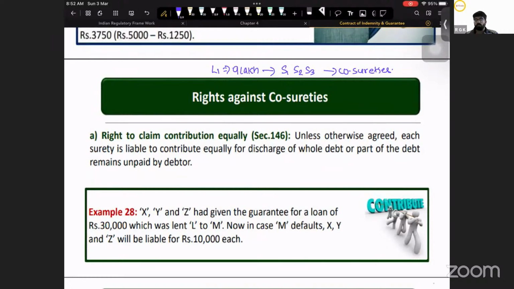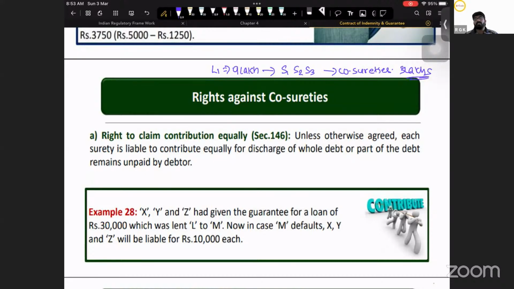Right to claim contribution equally. Unless otherwise agreed, each surety is liable to contribute equally for the discharge of the whole debt or the part of the debt that remains unpaid by the debtor. Each co-surety shall be liable equally. So, for a loan of 9 lakh rupees, each of the co-sureties will be liable to the extent of 3 lakh. Equal contribution needs to be given.